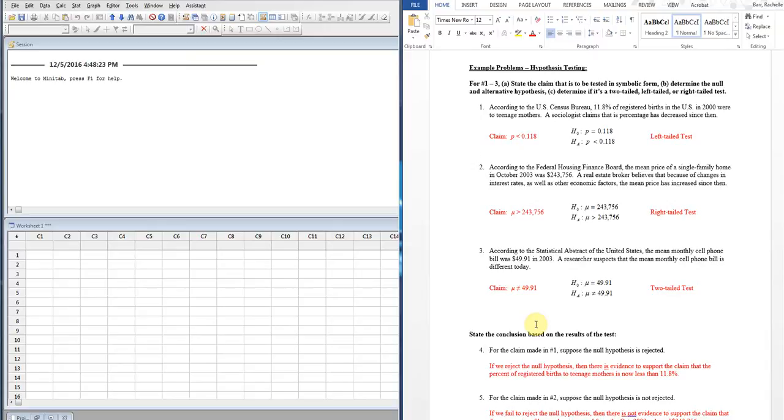Researchers suspect that the mean monthly cell phone bill is actually different today. Okay, well, they think it's different. That's enough. So their claim is that they think it's different. Remember, different we think of as not equal to.